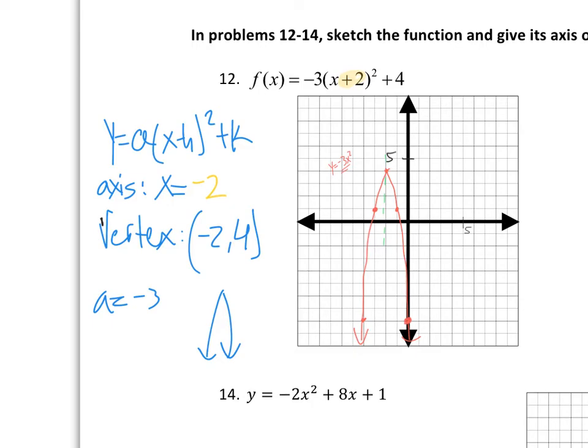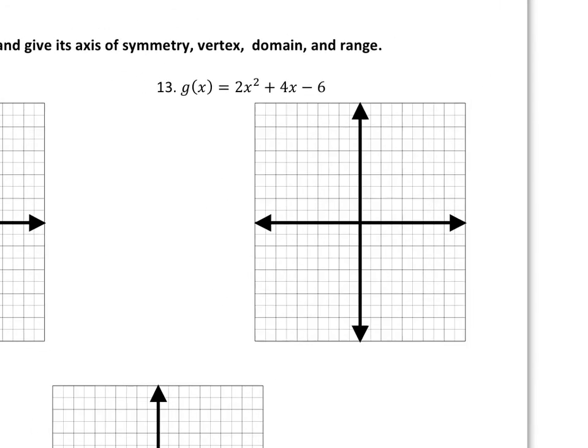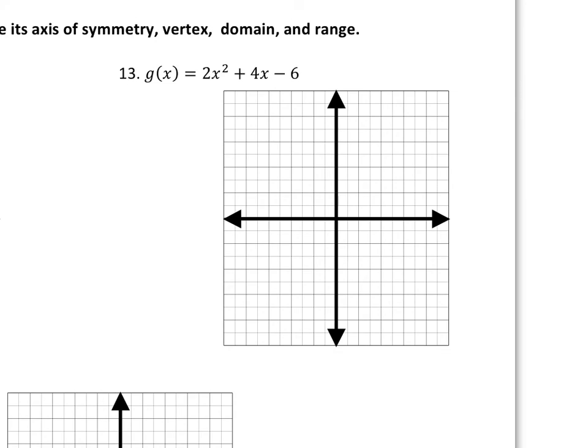So let's go to our next one over here. This one is not in standard form, so we're going to need to find the axis of symmetry here. So we have x equals -b over 2a. That's our axis of symmetry. So in this case, we have x equals -4 over 2 times 2, which is -1. So that is the x-coordinate of our vertex.